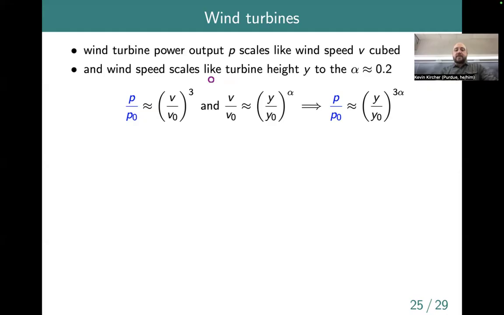And then, just because of physics again, wind speed, call it V, typically scales like the height of the sensor of the wind speed, but in this case, the height of the turbine, raised to the power of about 0.2.